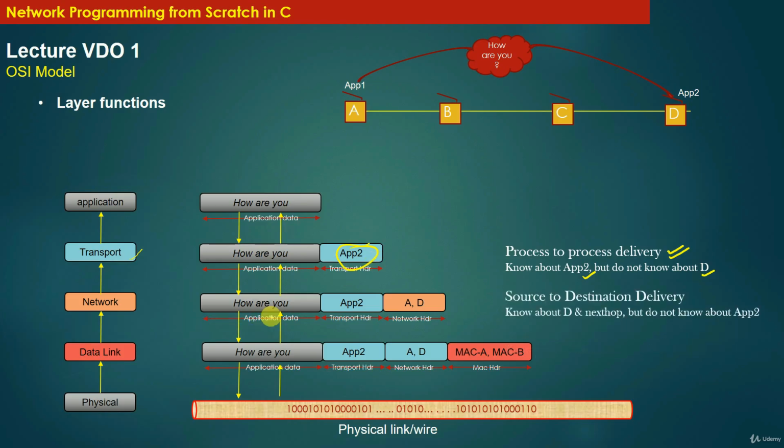Similarly, the role of the network layer is to deliver the data packet from the source machine to the destination machine. The network layer knows nothing about app 2, but it knows what the destination machine is and what the next hop to reach D is. This information comes from the network layer, but the network layer is not aware which process on the destination machine D is to communicate, that is app 2. So you can see that in the network layer header, we encode only the source machine and destination machine identity.